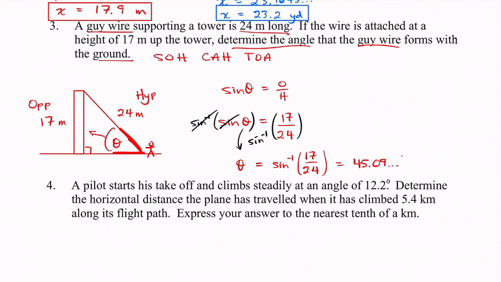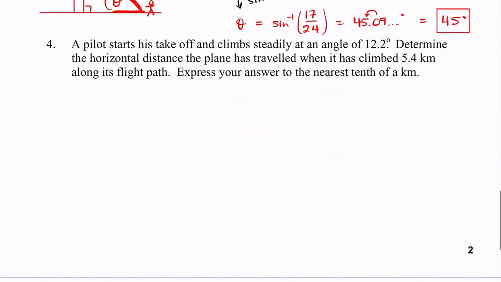45.09 degrees. And then angles, we're going to round to the nearest degree. The 0 is not going to round up to 5, so I just get 45 degrees. Next, we're on to number 4.